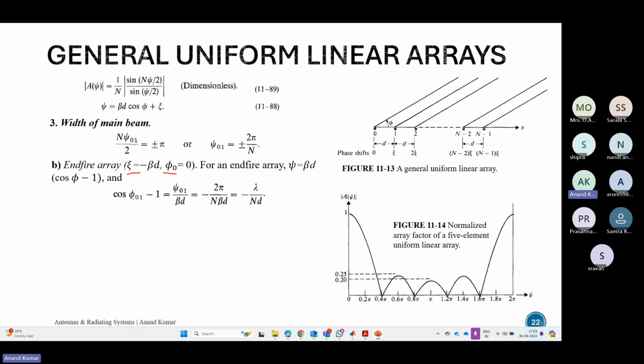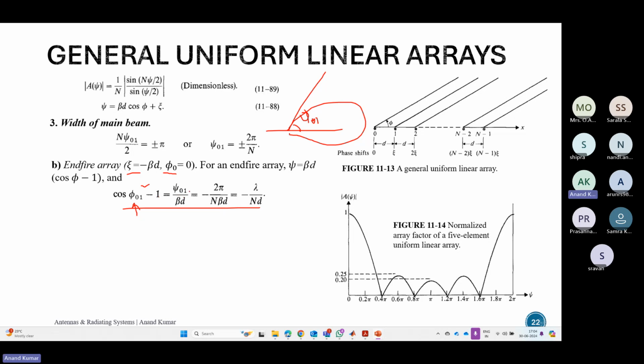And we just substitute that in the expression over here, and we end up with this expression, which is cos phi 0, essentially we have this end fire pattern, right? So this particular angle is phi 0 1, where we have the first null. So we're calculating the width of the main beam, so we need this phi 0 1 value over here, and we have this expression.